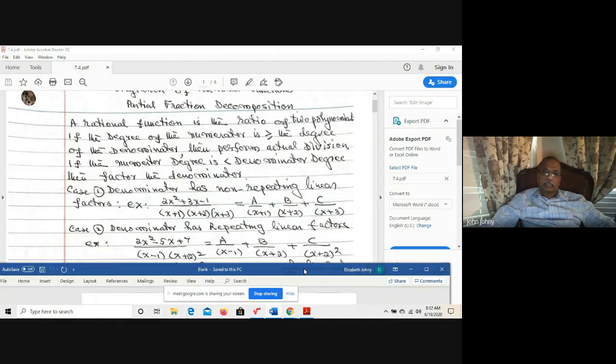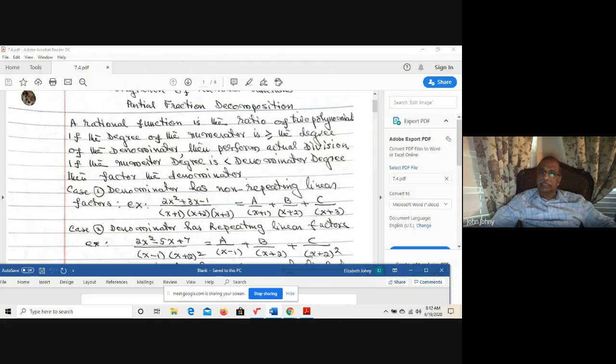Case 2. The denominator has repeating linear factors. Example: 2x squared minus 5x plus 7 divided by x minus 1 times x plus 2 the whole squared. So x plus 2 repeats. In that case, you set up like this: a divided by the first factor x minus 1, plus b divided by x plus 2, plus c divided by x plus 2 the whole squared.